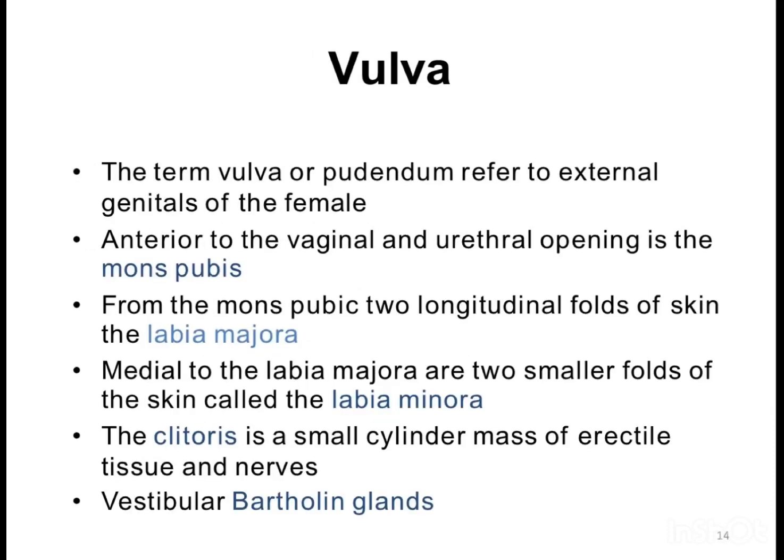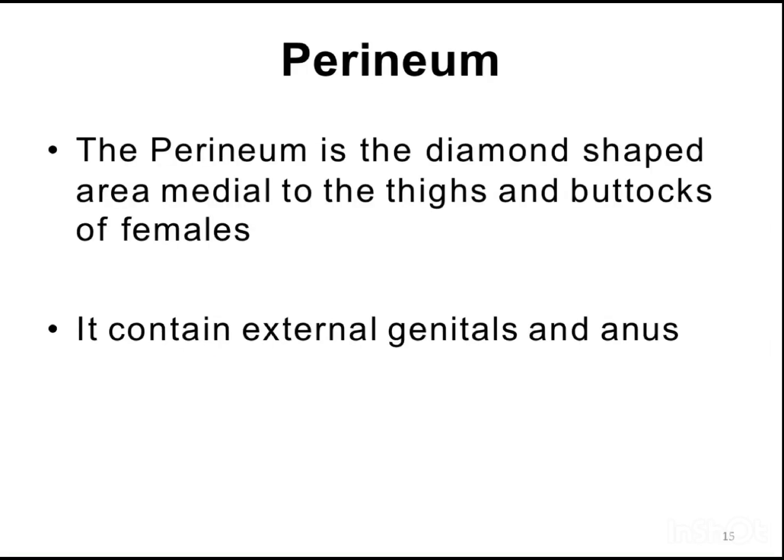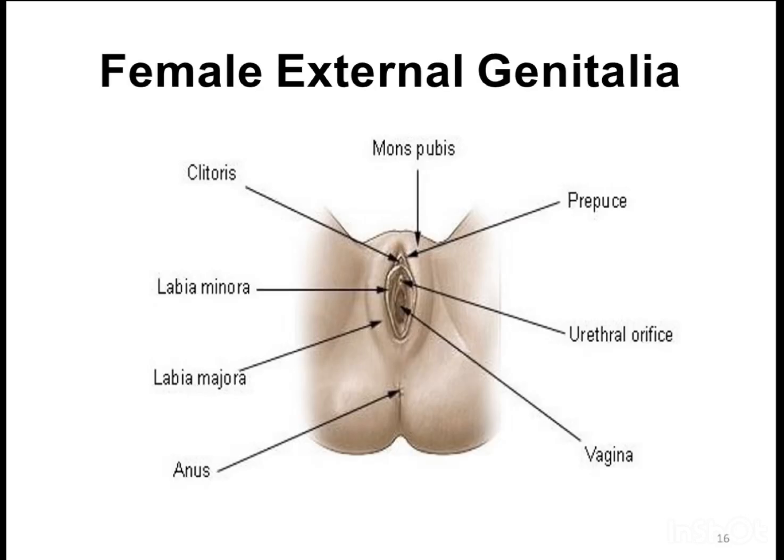Vulva. The term vulva or pudendum refers to the external genitals of the female. Anterior to the vaginal and urethral openings is the mons pubis. From the mons pubis, two longitudinal folds of skin form the labia majora. Medial to the labia majora are two smaller folds of skin called the labia minora. The clitoris is a small cylindrical mass of erectile tissue and nerves. Vestibular Bartholin glands. Perineum. The perineum is the diamond-shaped area medial to the thighs and buttocks of females. It contains the external genitals and anus. Female external genitalia: mons pubis, clitoris, prepuce, labia minora, urethral orifice, labia majora, vagina, anus.